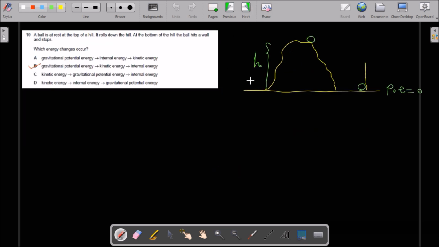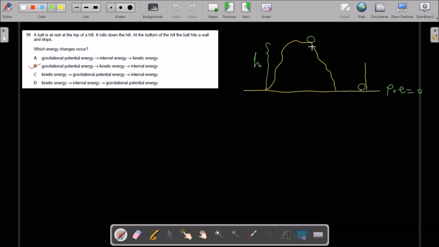Question number 10. A ball is at rest at the top of a hill. It rolls down the hill. At the bottom of the hill, the ball hits a wall and stops. Which energy changes occur? We know that when an object is at height H relative to the surface of the earth, at the surface of the earth potential energy is 0. When it is at the height H, it has gravitational potential energy. That's why A and B can be right.